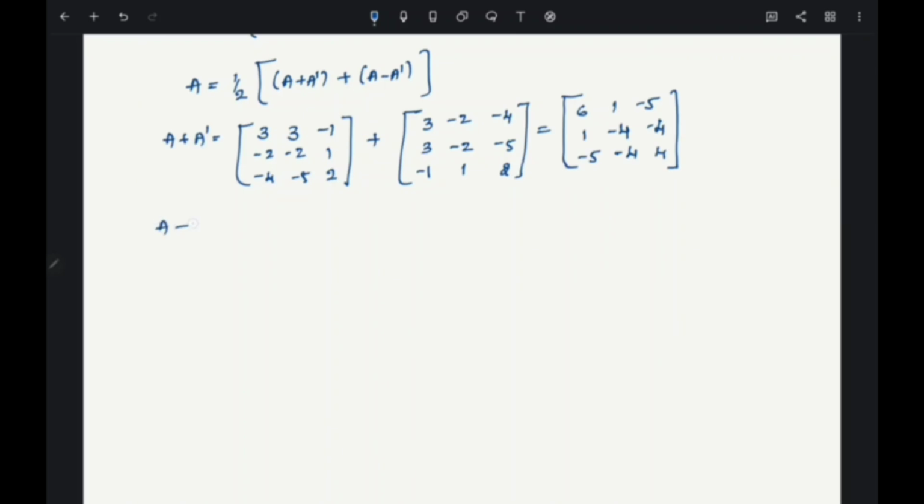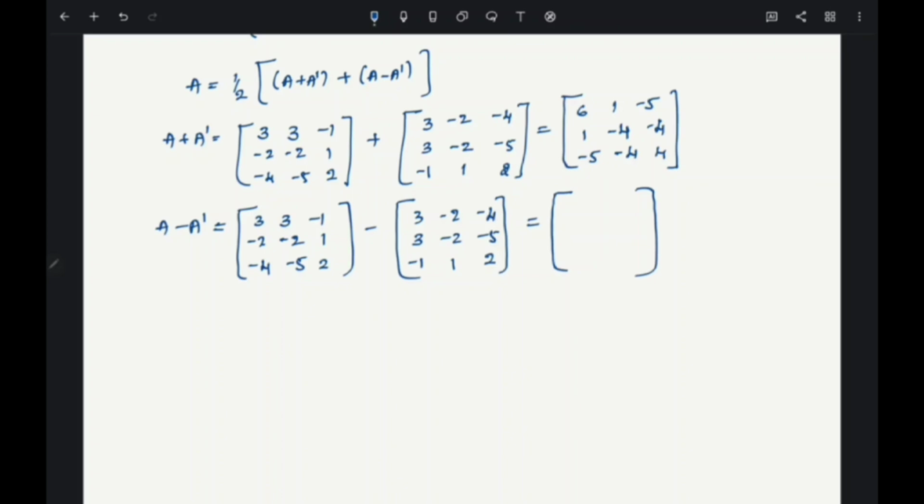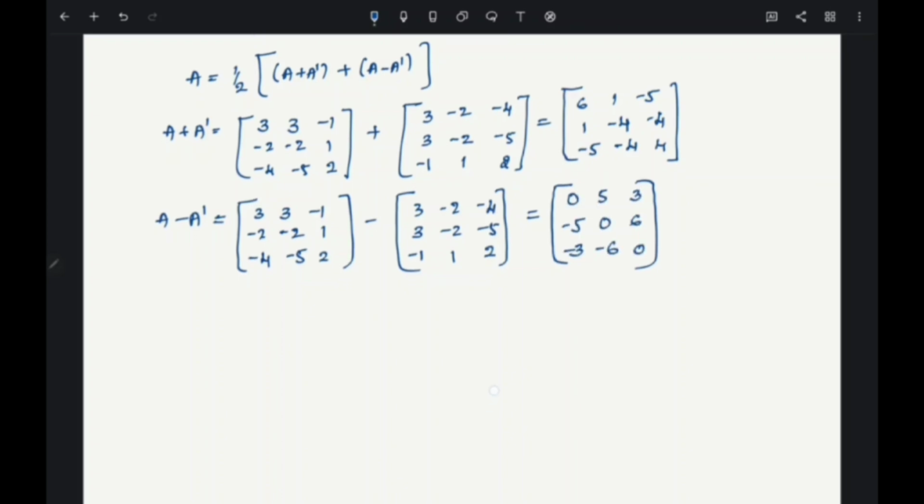Next find out the value of A minus A dash. So write up the A and A dash as it is. Then you can subtract the corresponding elements. So subtraction of these matrices. So we have got both A plus A dash and also A minus A dash. Now substitute A plus A dash and A minus A dash both in the equation. A is equal to half into.